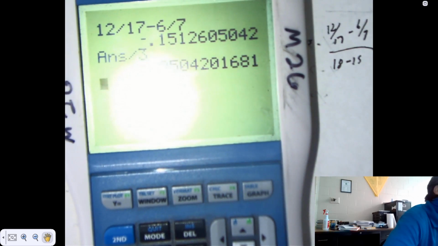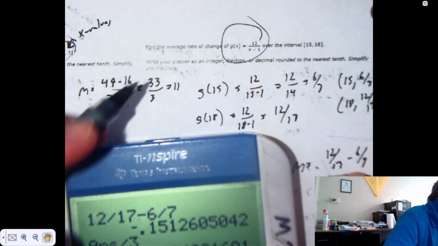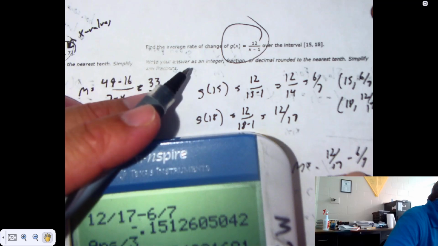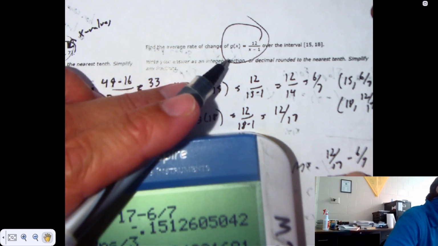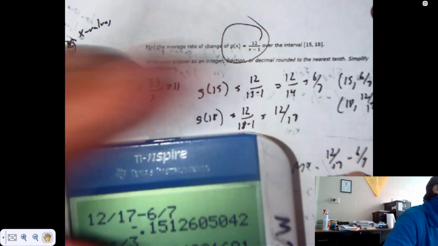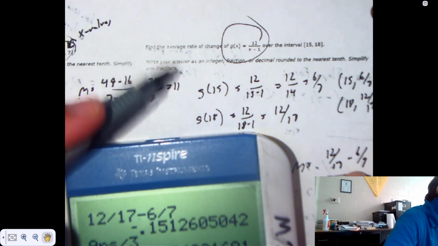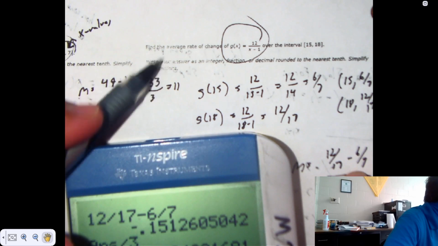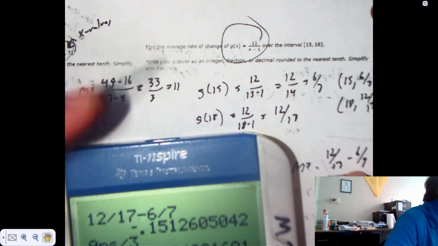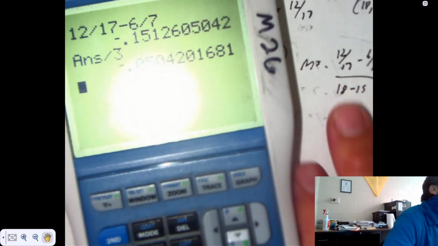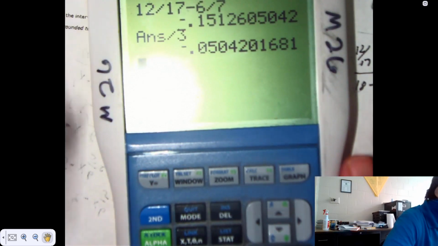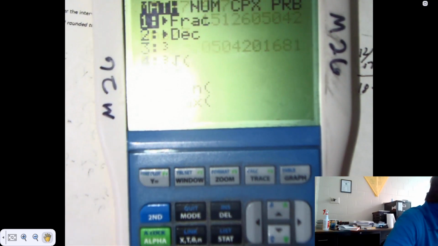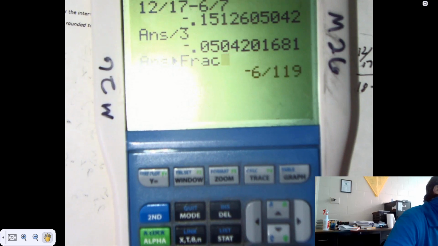Now, IXL gives you a couple of choices here. You may write as an integer, which means a whole number, a fraction, or a decimal rounded to the nearest tenth. Simplify any fractions. It's actually harder to do this lesson properly than it is by rounding. Okay? You know, if I'm using a TI-84, how do I convert that thing into a fraction? Math, enter, enter. And IXL would accept that. Okay?